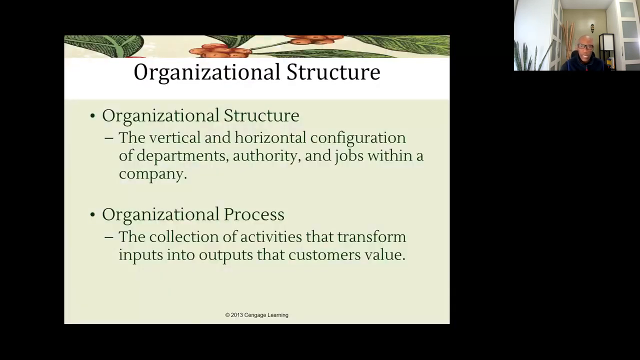So we are looking at organizational structure in terms of what it looks like from a vertical or horizontal configuration, in terms of department, the job that you're doing, and the authority that is given to someone. We're also looking at organizational process, the collection of activities that transform inputs into outputs for customer value.